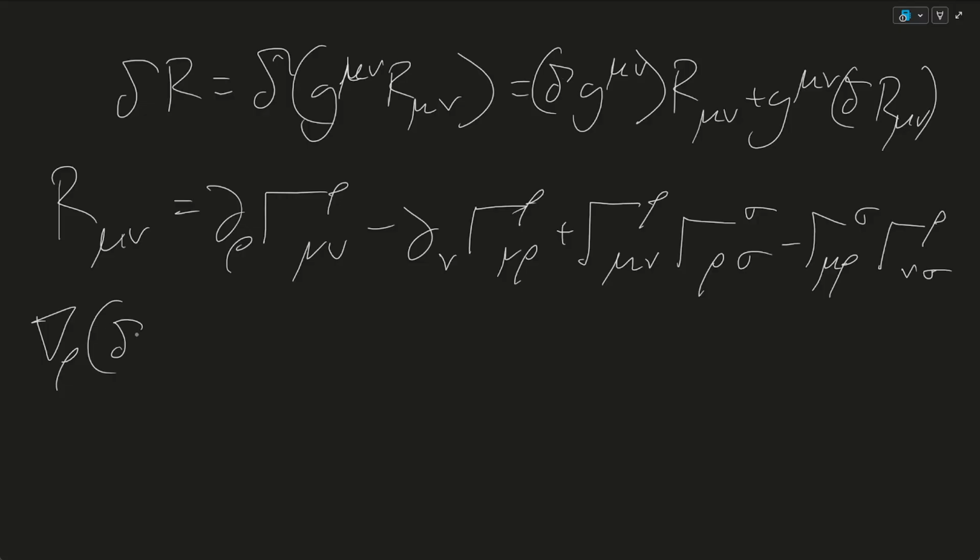Of the delta mu nu. So the alpha, this is just for some general Christoffel symbol, is going to be partial rho alpha mu nu, rho lambda.